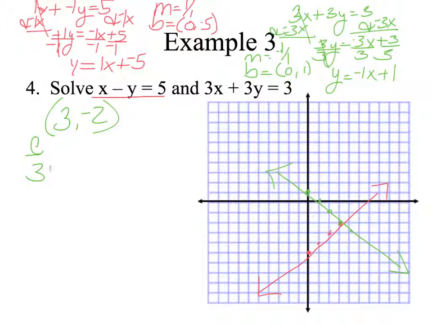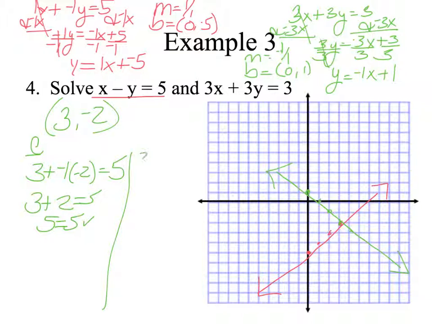So 3 plus negative 1 times negative 2 needs to equal 5. Negative 1 times negative 2 is positive 2. That needs to equal 5. 5 equals 5, so my answer checks. 3 times 3 plus 3 times negative 2 needs to give me 3. 9 plus negative 6 needs to give me 3. 3 equals 3. So my answer checks.